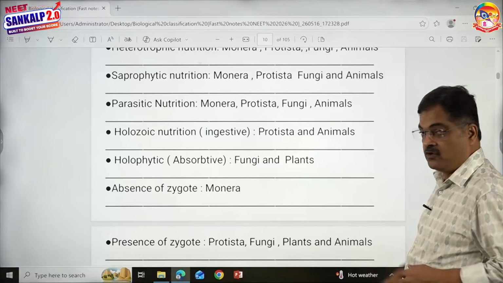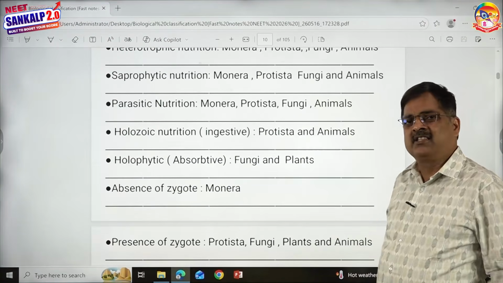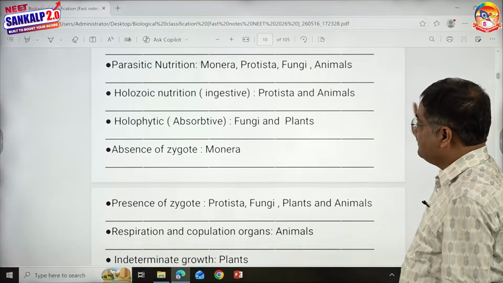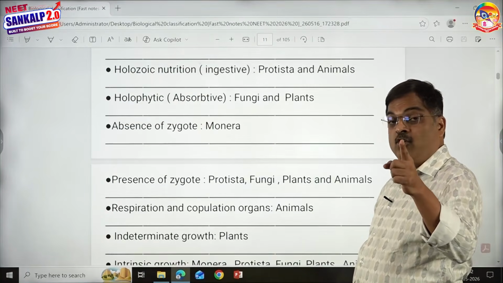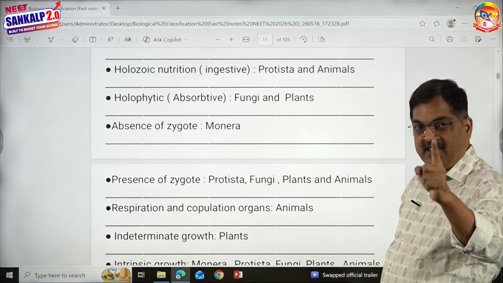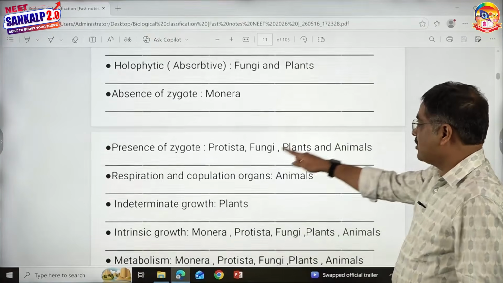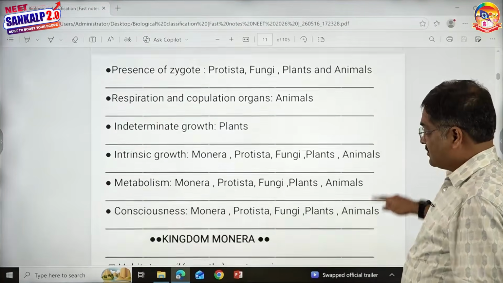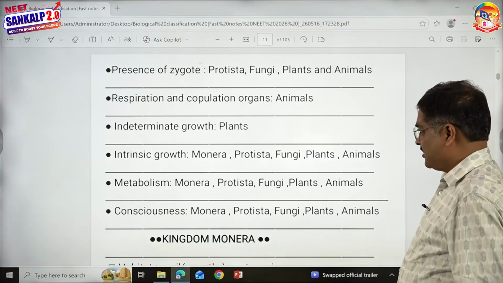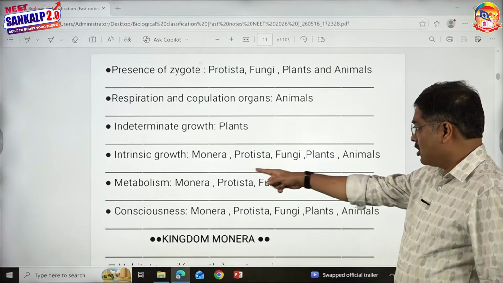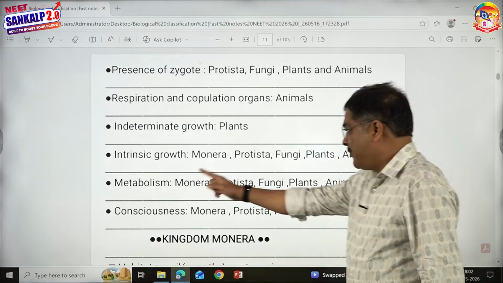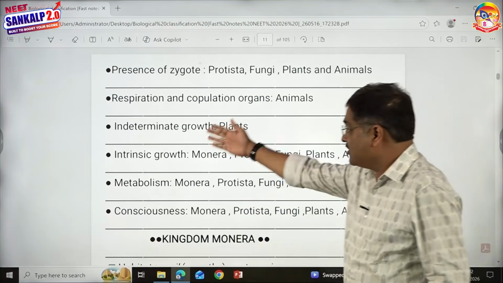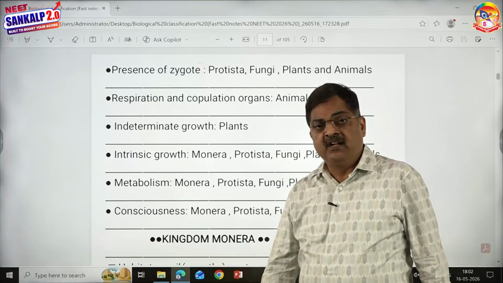Holozoic, ingestive mode of nutrition. They gave it only for animals, though there are some protistans which can also ingest. Holophytic, absorptive: fungi and plants. Absence of zygote: zygote for the first time is seen in Protista. Remember that. So, Monerans, absence of zygote. Respiration and copulating organs as in animals. Indeterminate growth is seen in plants. Intrinsic growth, all 5 kingdoms. Metabolism, all 5 kingdoms. Consciousness, all 5 kingdoms. That is the reason these 3 are said to be defining properties.